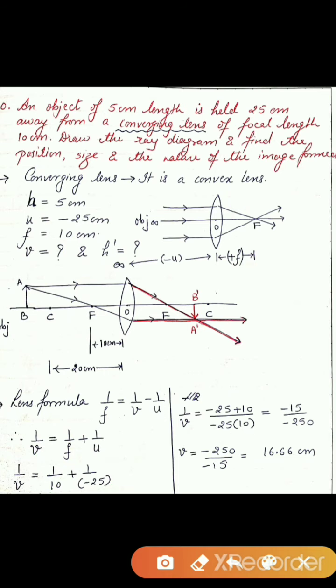Here, see how I take the LCM: multiply this 25 over here, this 10 over here. So I'll get minus 25 plus 10 in the numerator, and in the denominator you have to multiply these two values. So minus 25 into 10 will give me minus 250. In the numerator you have to add minus 25 and 10, so that will give you minus 15. After solving you will get this value. So you have obtained this distance, the image distance.